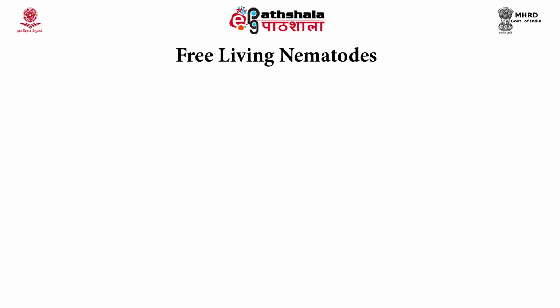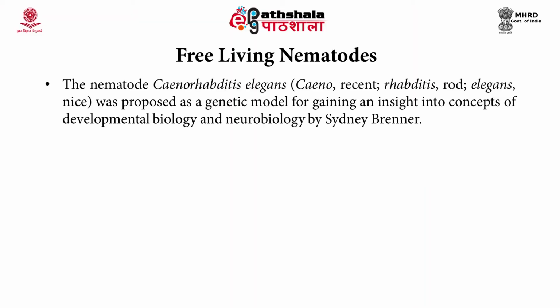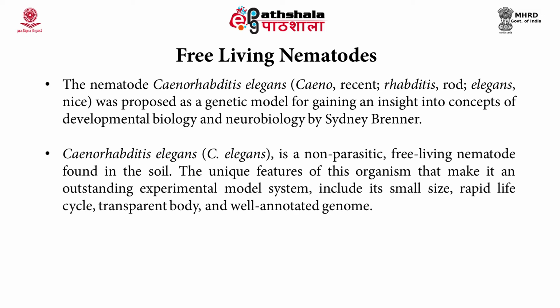Free living nematodes. The nematode Caenorhabditis elegans was proposed as a genetic model for gaining an insight into concepts of developmental biology and neurobiology by Sidney Brenner. The word Caeno means recent, Rhabditis refers to rod and elegans refers to nice. C. elegans is a non-parasitic free living nematode found in the soil.